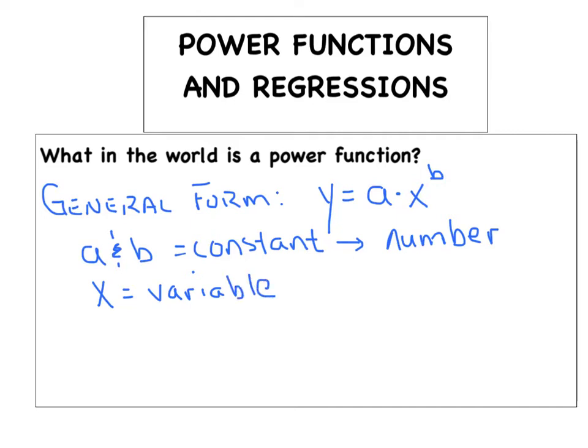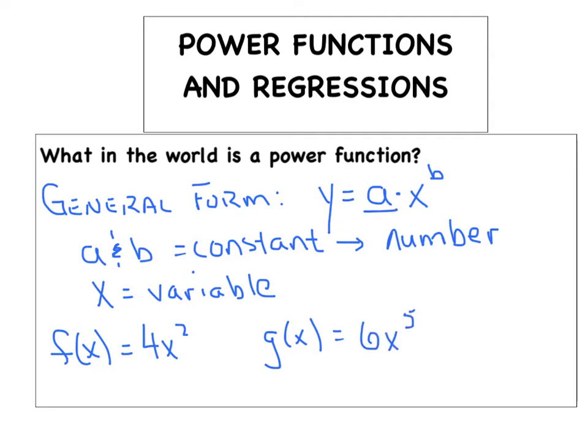So some examples might be, they might say f of x equals 4x squared. That's a power function, and that's something that we've already seen a lot. It happens to be quadratic. They might say something like g of x equals 6x to the fifth power. So a is going to be a number like 6, b will be some number like 5.